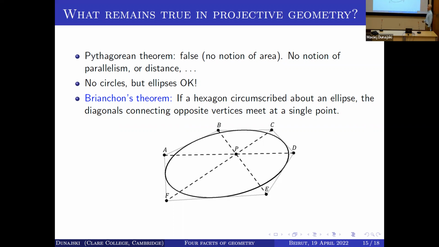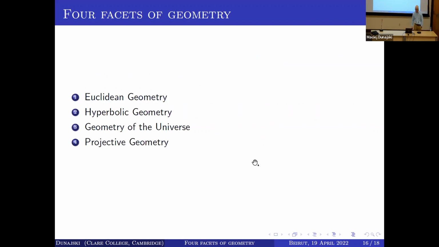So, keep pressing this. That takes me to the end. 4 facets of geometry: Euclidean geometry based on the 5 axioms of Euclid, hyperbolic geometry where only 4 axioms hold, and things happen because you reached the last one. You can have infinitely many tessellations and angles adding up to 180.